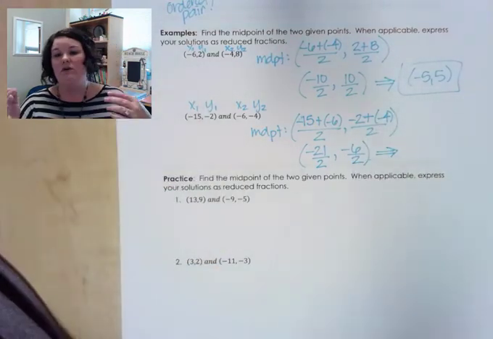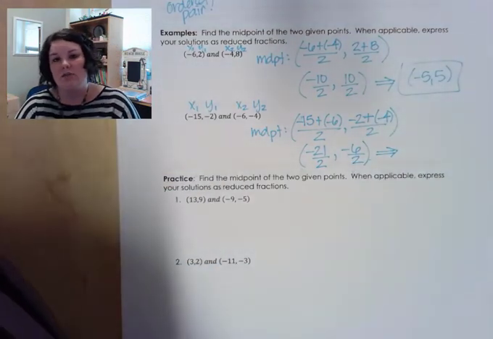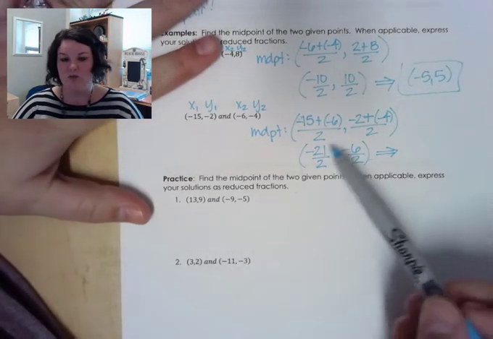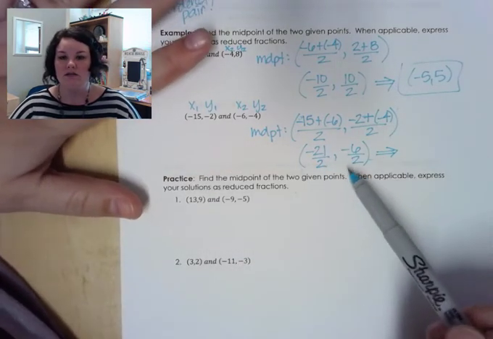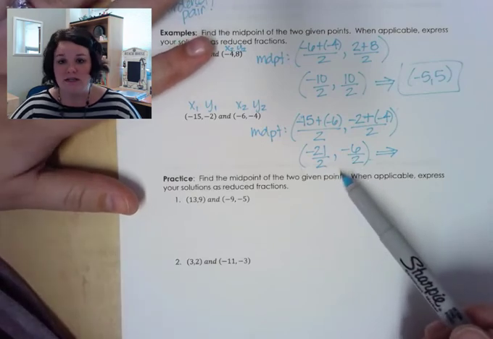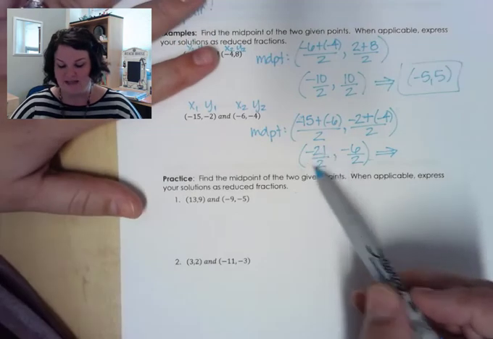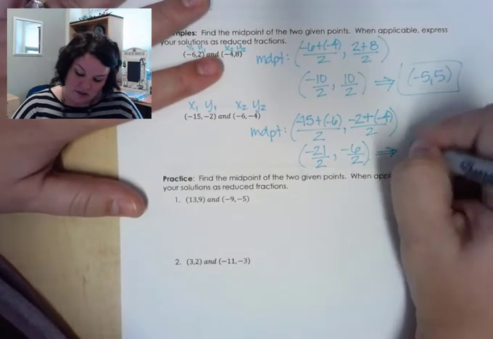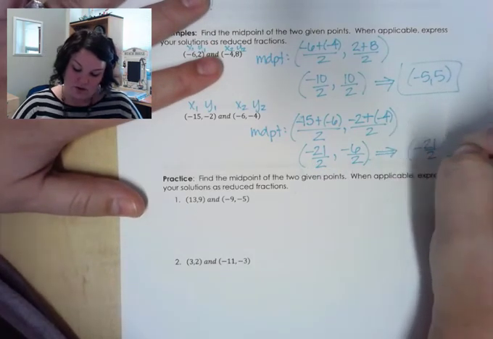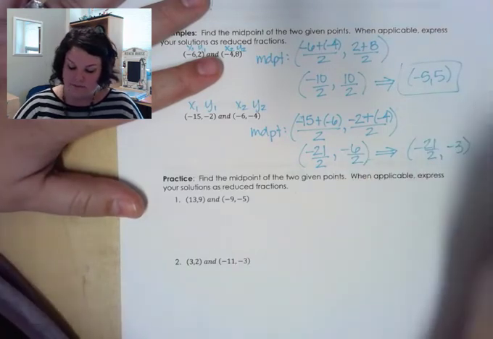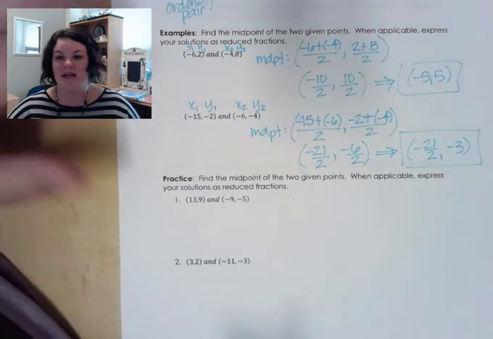Okay, now for most of these problems in your homework, we don't want decimal answers. So if you can reduce these values that are in your midpoint, do it. But if it doesn't reduce, like negative 21 over 2, that doesn't come out nice. There's nothing I can reduce, so I'm just going to leave it as negative 21 over 2. But negative 6 over 2 reduces to negative 3, so I'm just going to leave it like that.